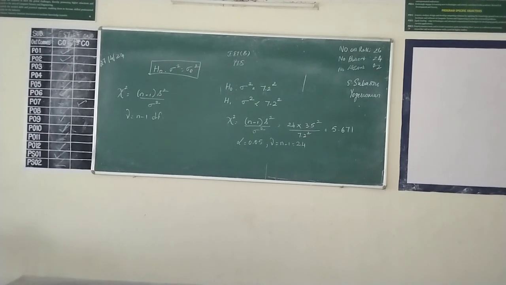Now calculate chi-square. Right? The test statistic is chi-square equal to (n minus 1) into s square divided by sigma square.